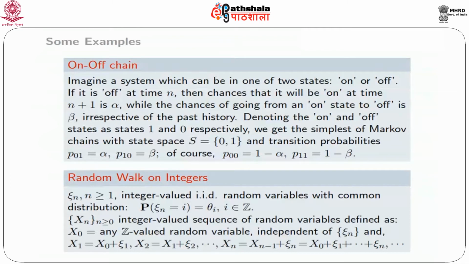Xn is Xn minus 1 plus xi n. Of course, you can see that that is the same thing as saying Xn is X0 plus xi 1 plus etcetera plus xi n. So every Xn is obtained by simply adding xi n to the previous X, namely Xn minus 1.